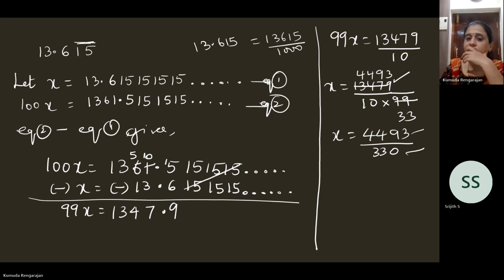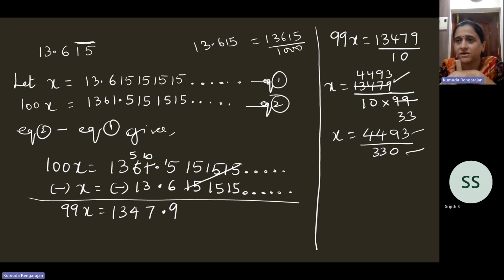All right. So we'll just see the X method again. The given number is a non-terminating repeating decimal. In the repeating block, 2 digits are repeating.